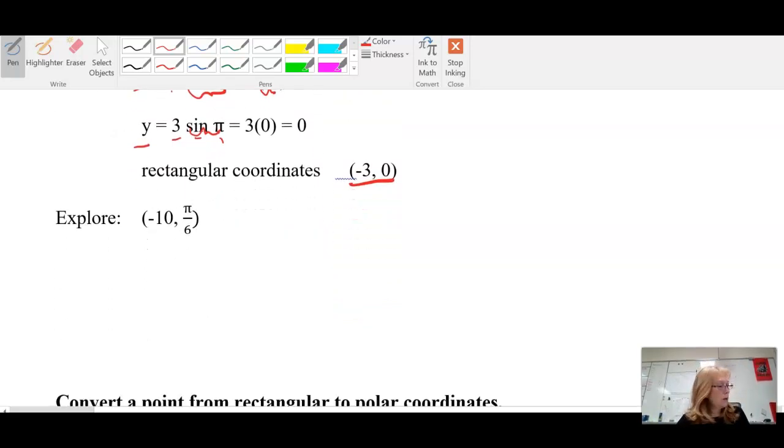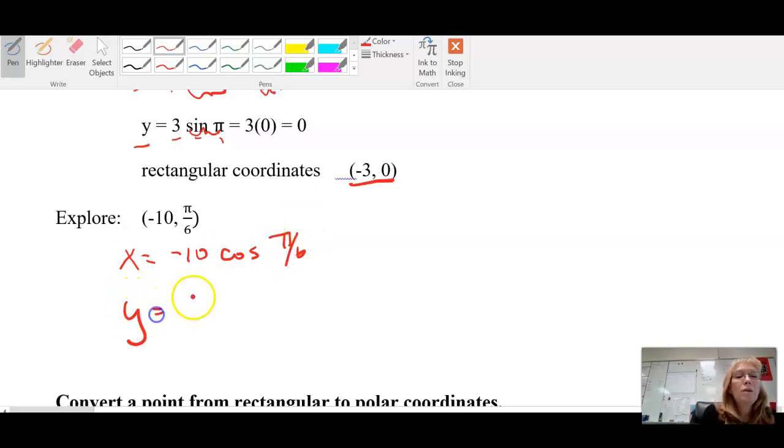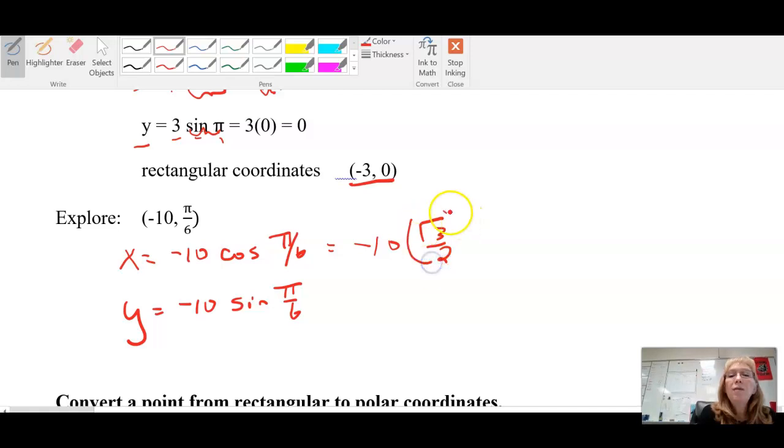Okay, let's see how you do on yours. Pause and give this guy a shot. So you should have started out x equals negative 10 cosine of pi over 6. So remember you're in radian mode now. And y equals negative 10 sine of pi over 6. All right, we know that the cosine of pi over 6 is the square root of 3 over 2. If not, you have a chart in the back to look those up, but you should have those memorized by now. And we know the sine of pi over 6 is 1/2, right? These are just your 30 degrees.